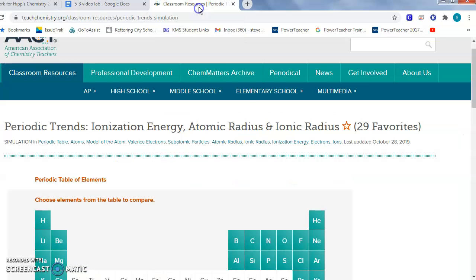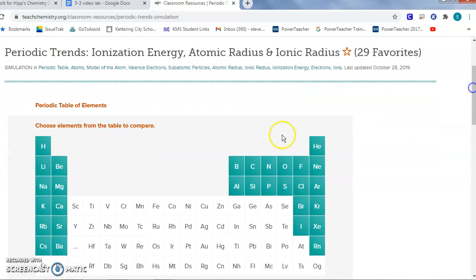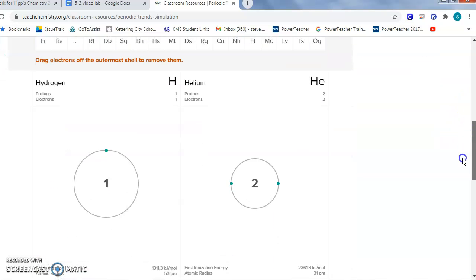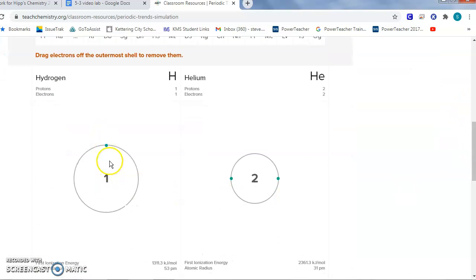So we're going to click right here, and we want to compare hydrogen to helium. They are on the first row. So I'll click on hydrogen, and I'll click on helium. And right down here, they'll compare them. Here's a diagram, a Bohr diagram of hydrogen. It has one electron, and that one means one proton. Helium has two protons and two electrons, as it says right up here.